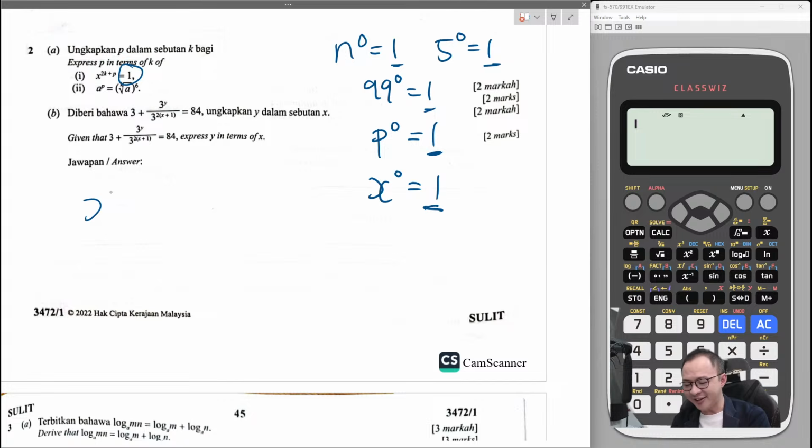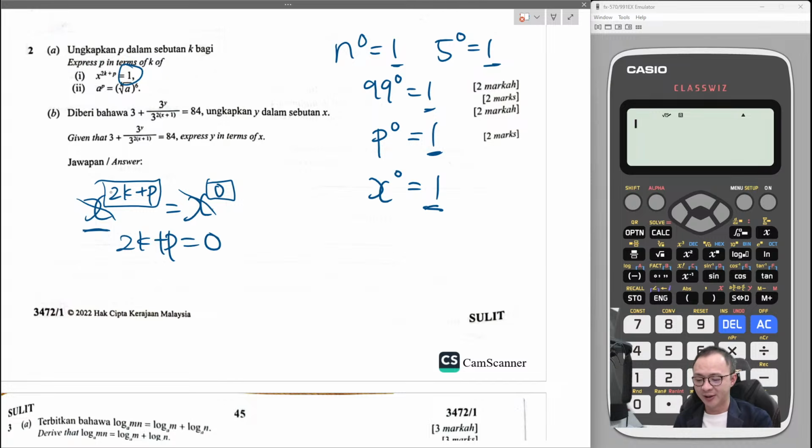If you understand this idea, then you will change the 1 to x power of 0. Why do I choose x here? Because I see the other side has the x here. Then the base is the same, so the power must be the same. So 2k plus p will equal 0. Then they ask me to express p in terms of k. I will make p the subject. P equals negative 2k. Done. 1 mark, I believe.